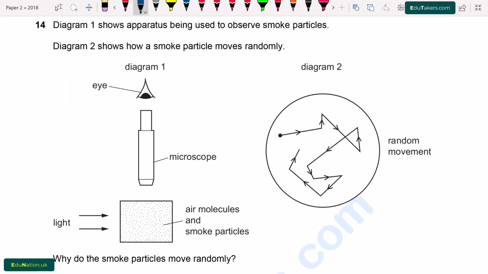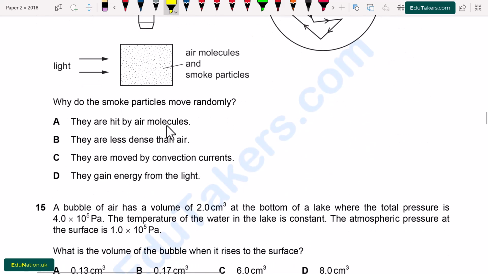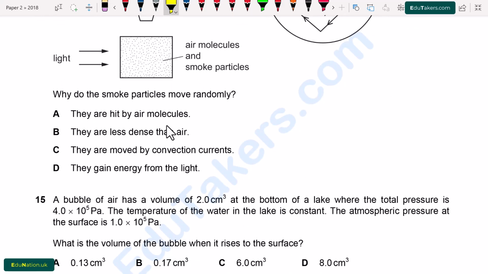Question number 14. Diagram 1 shows apparatus being used to observe the smoke particles. Diagram 2 shows how a smoke particle moves randomly. So there are smoke particles and diagram 2 shows how the smoke particles move randomly. Why do the smoke particles move randomly? So here we have to explain the reason.